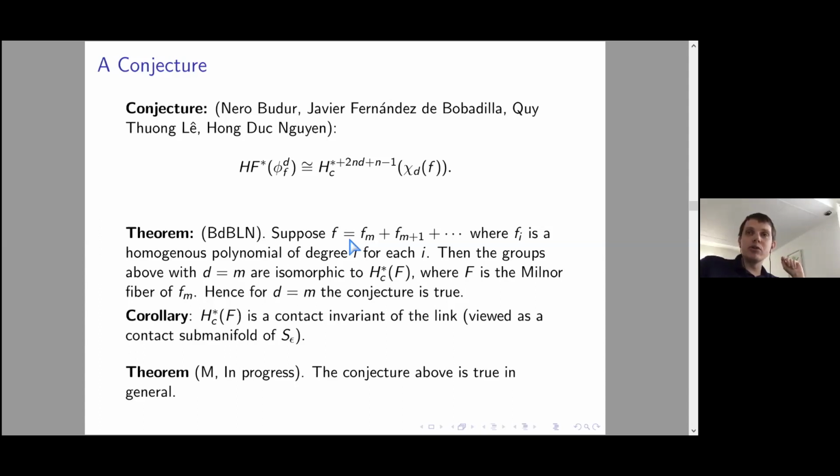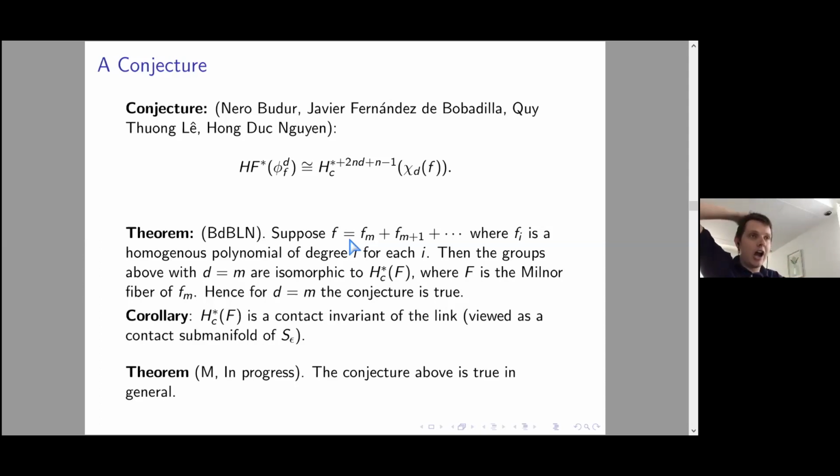Can you state again why the left-hand side of the conjecture is the same as compactly supported cohomology of f at D equals M? Oh, I should have. I read their paper and I've forgotten why this is true. But I can tell you what the key point is.